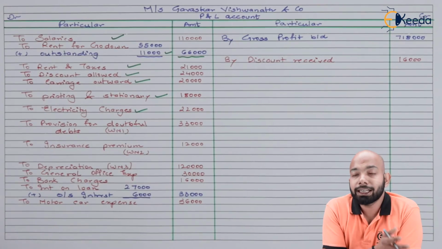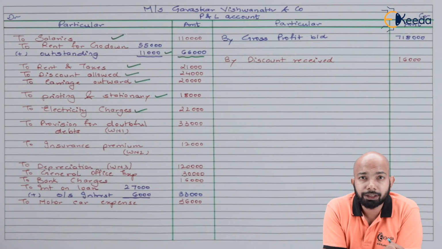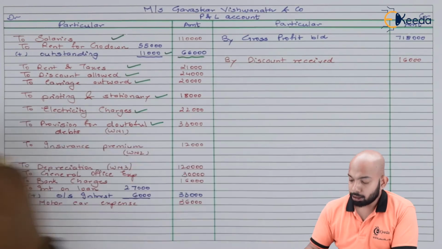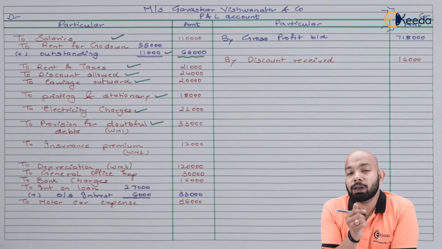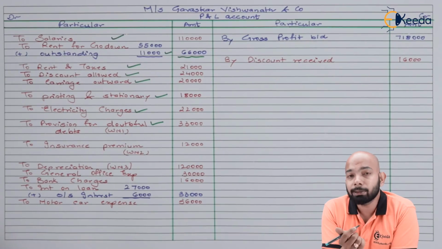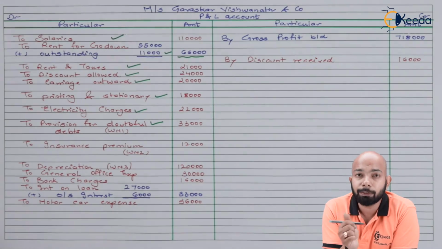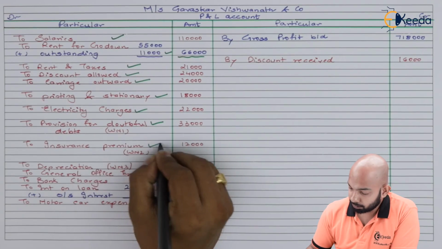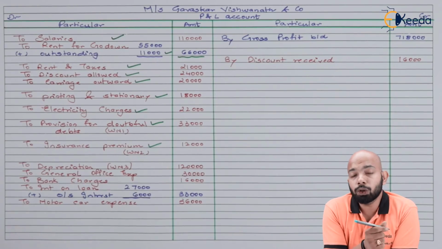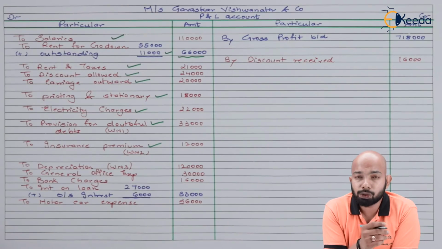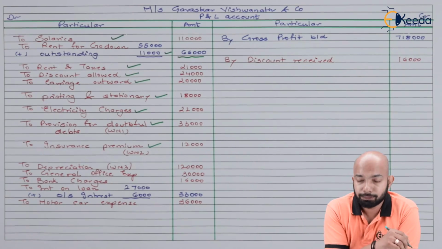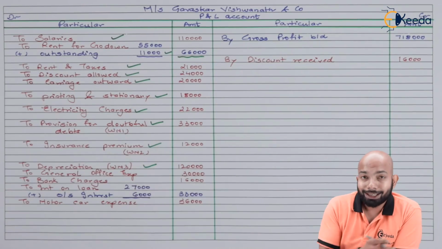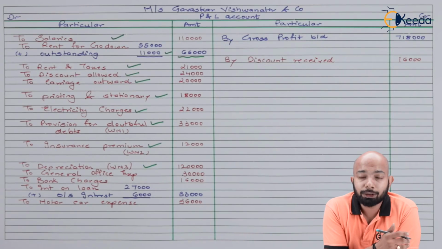Printing and stationery and electric charges, 18,000 and 22,000 respectively, have been mentioned here. Now the provision for doubtful debts, as we have already calculated in the working note, has been mentioned as 33,000. Hence it has been mentioned there. Insurance premium also we have calculated in the working note, which is 12,000. Hence it has been mentioned here. Depreciation, the total of that is 1,20,000, which you have calculated in the working note. The same thing has been mentioned down here.